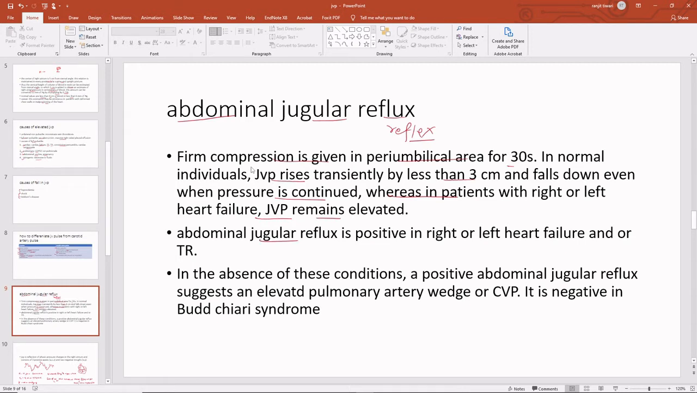Abdominojugular reflux is positive in right or left sided heart failure and or tricuspid regurgitation. And in the absence of these conditions, a positive abdominojugular reflux suggests an elevated pulmonary artery wedge pressure or central venous pressure. It is negative in Budd-Chiari syndrome.